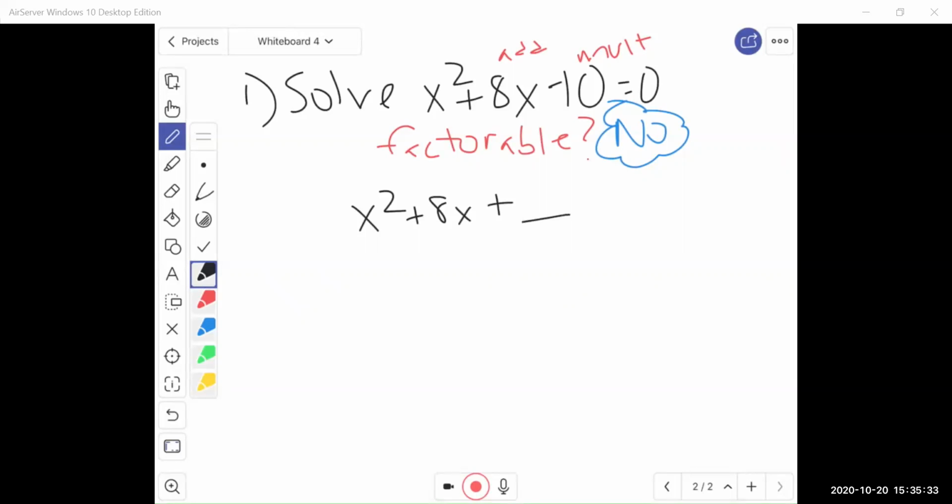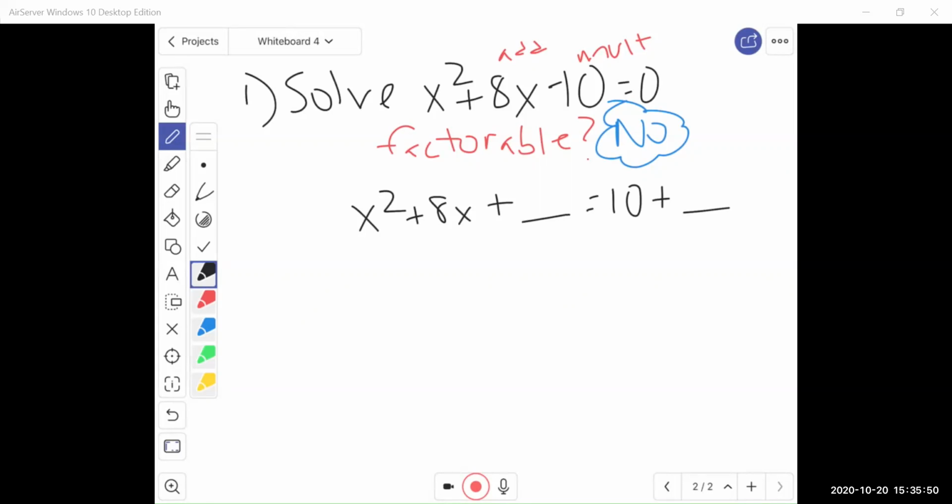I want to be able to write a quadratic trinomial as a binomial squared. So I need to add something to both sides. So since I can't currently factor x squared plus 8x minus 10, I'm going to move the 10 to the other side. So since this is minus 10, I'm going to add 10 to both sides.